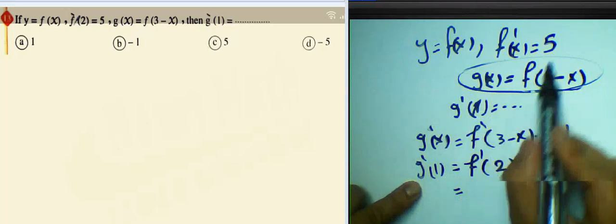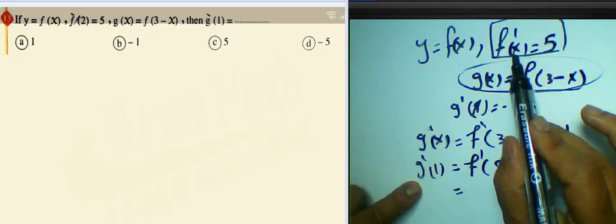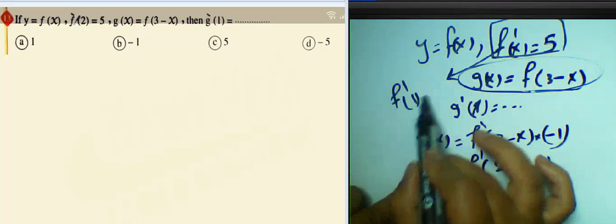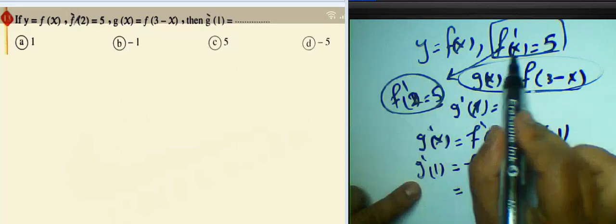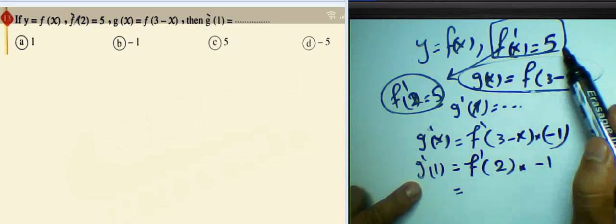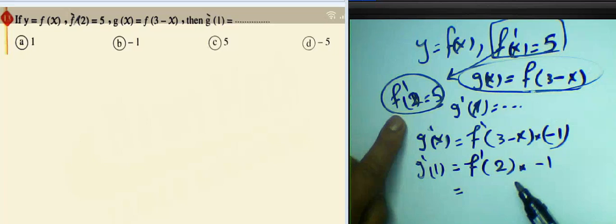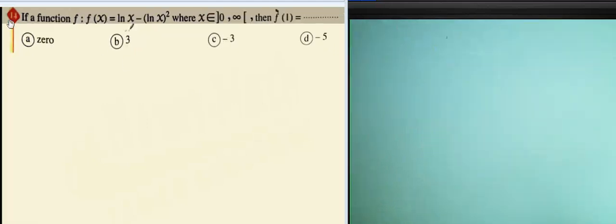He gives us the information f dash of x equals 5. We can write x equals 1, then f dash of 1, or 2 as you like, any constant will be 5. Put x equals 2 here, f dash of 2 equals 5. Then the result will be 5 multiplied by -1, so the result will be -5. Choose letter D.